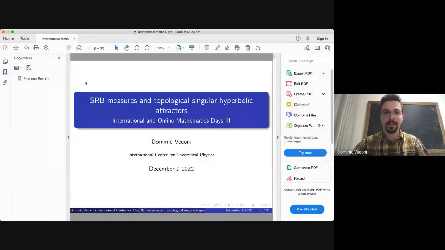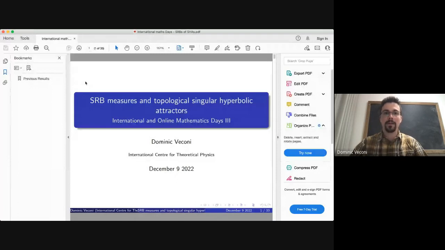We're going to talk about SRB measures and singular hyperbolic attractors. Before we get too much into it, Wellington yesterday gave a very good description of some of the fundamental ideas of hyperbolic dynamical systems. But I want to start by reviewing some of these main concepts.